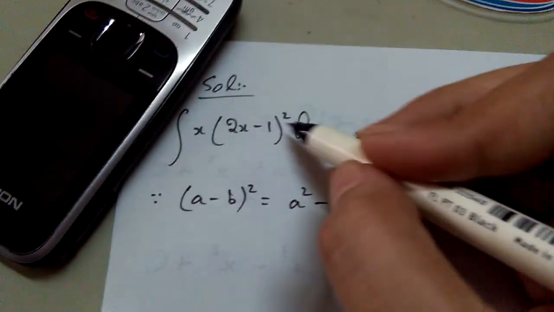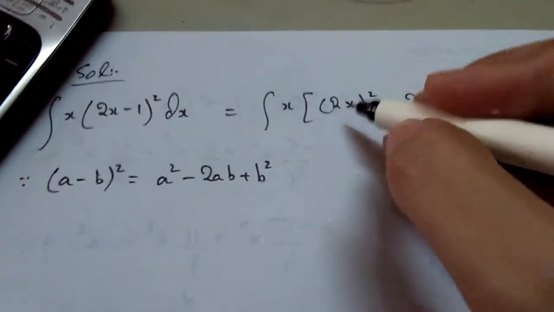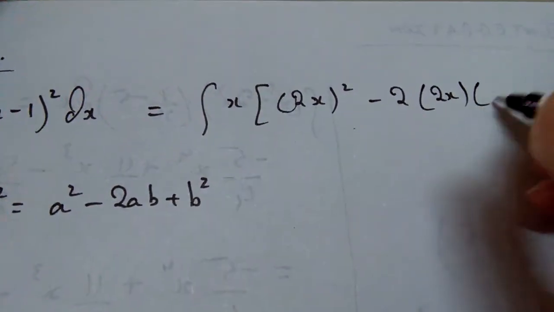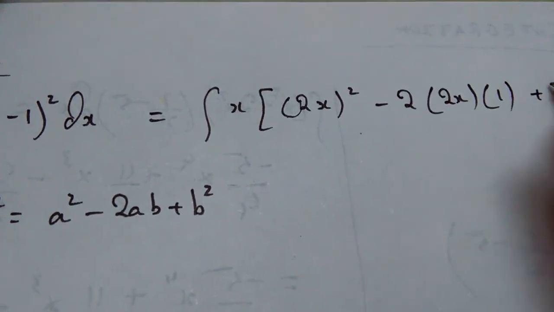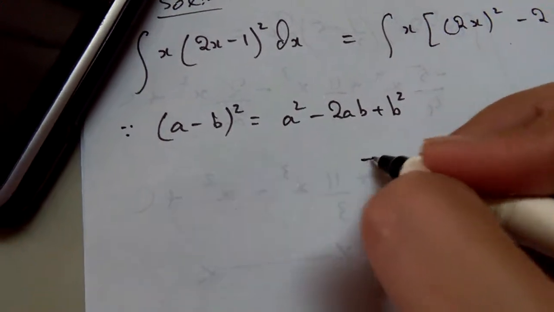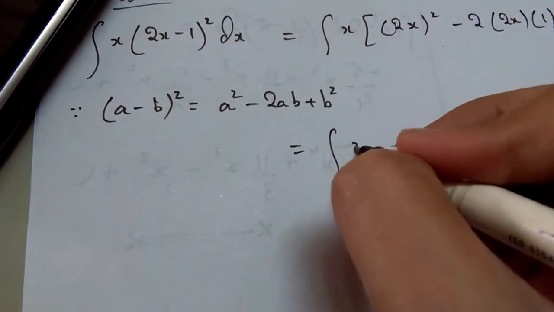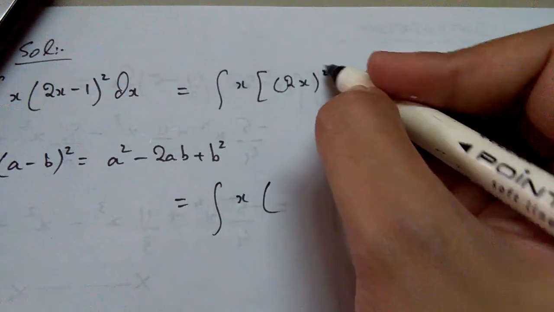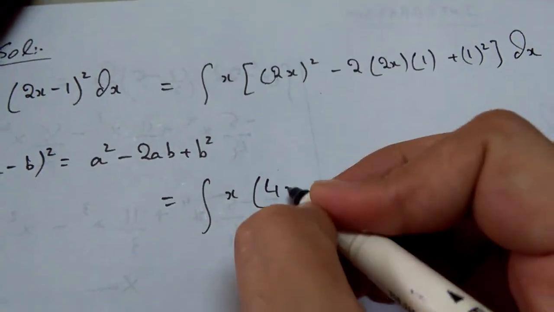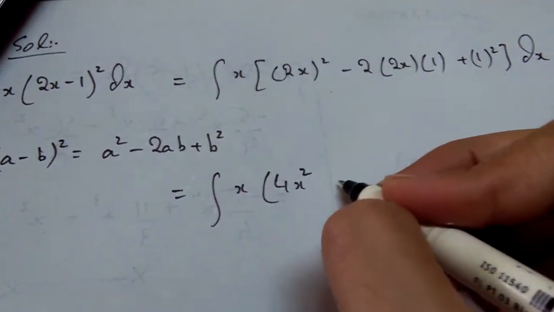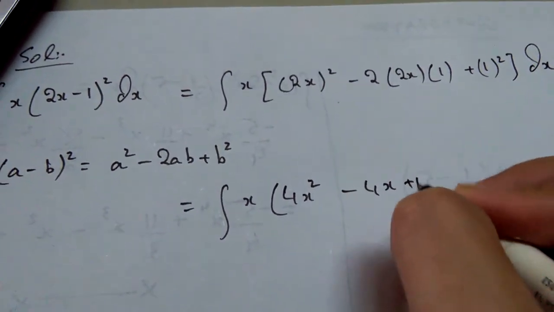If this is your a and this is your b, then it comes out to be a squared minus 2ab plus b squared. Okay, and you close. So now I'm having 4x squared because this is a whole square outside, so it is going to be applied in both these things. So that's how it looks like, minus 4x plus 1.